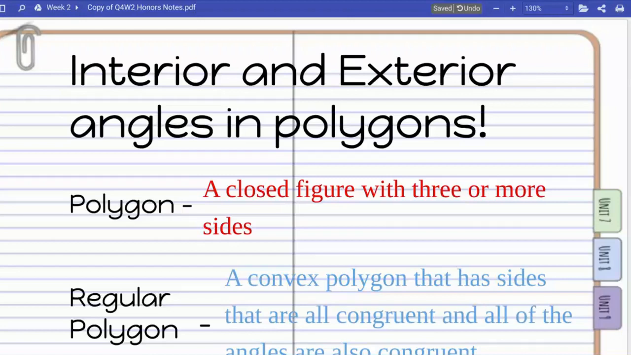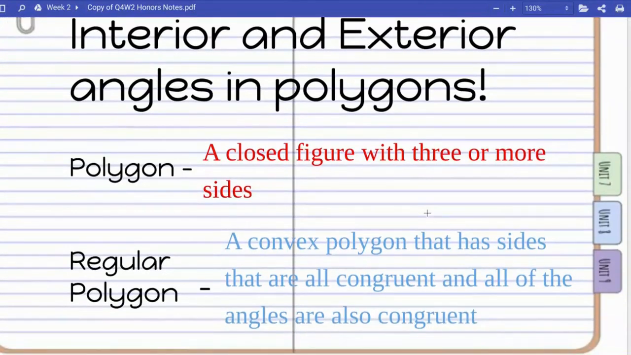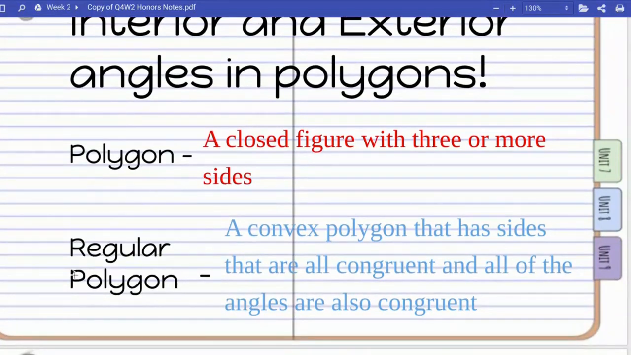Okay, so let's talk about interior and exterior angles and polygons. Just to remind you guys, a polygon is a closed-sided figure with three or more sides. Polygons can either be regular or they can be irregular. Regular means that they're convex and that all their sides are congruent and all their angles are congruent.